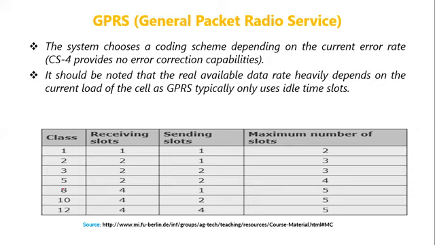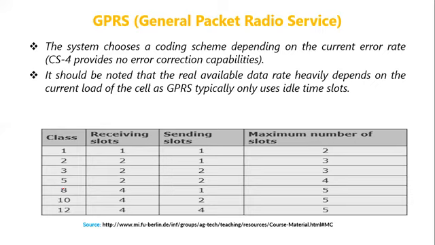Another important thing is the real available data rate heavily depends on the current load of the cell, as GPRS uses only idle time slots. GPRS uses only idle time slots, so it depends on the current load also of the cell. That is, there is no separate allocation of slots for GPRS, so it uses only the current idle slots. So the load on the system may also influence the data rate.